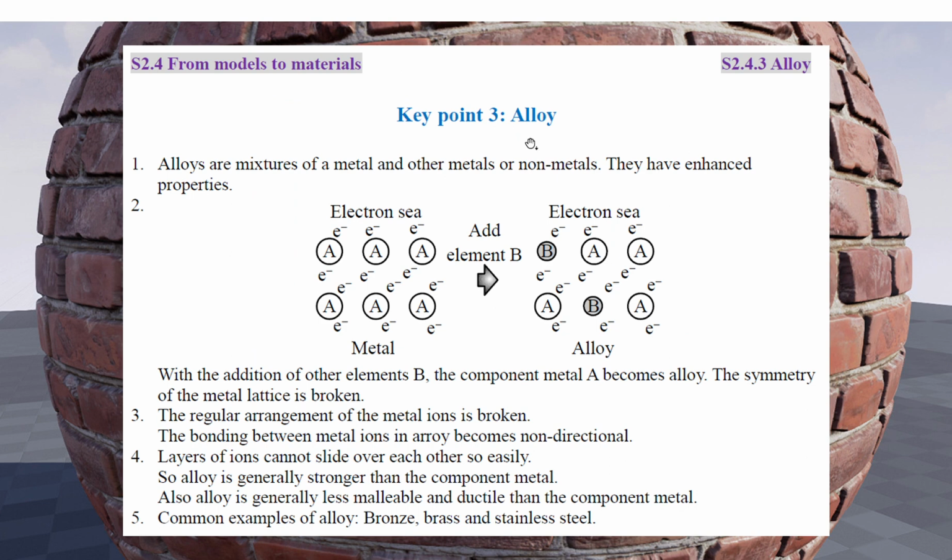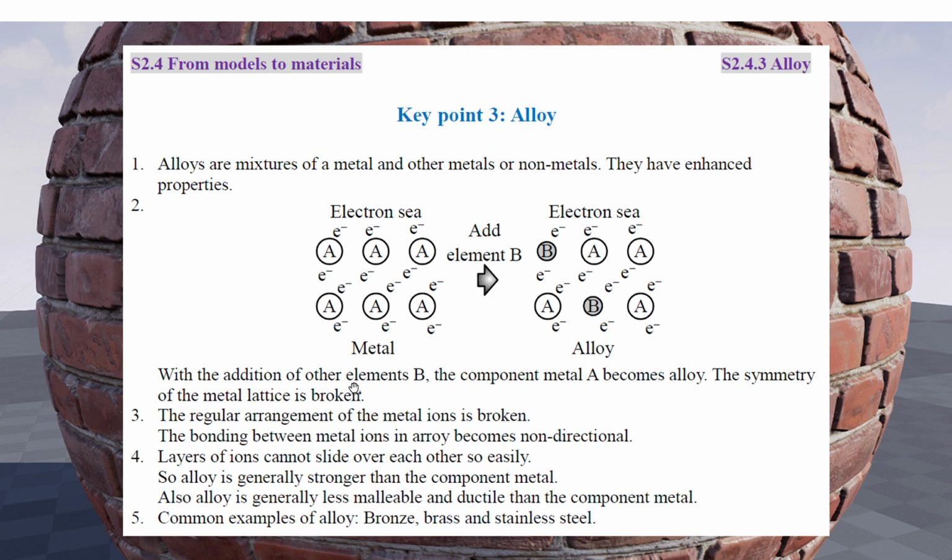And alloys. Remember we learned about metallic bonds, right? Electrons are symmetric, so the layers can slide through each other, no difference. But alloys are mixtures of metal and other metals, or non-metals. We call it doping, and they have enhanced properties. We make it, of course, for enhanced properties. We want to make something that's useful, right?